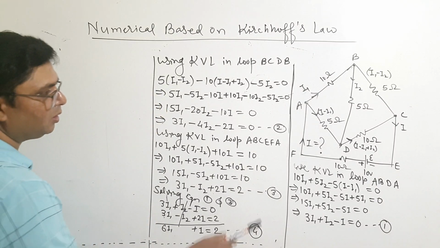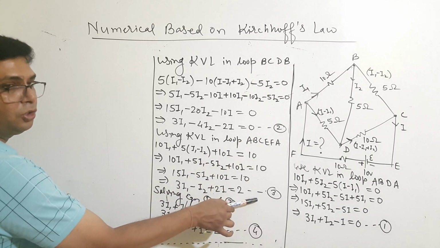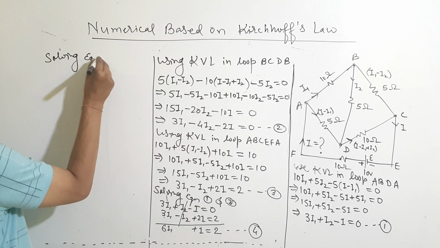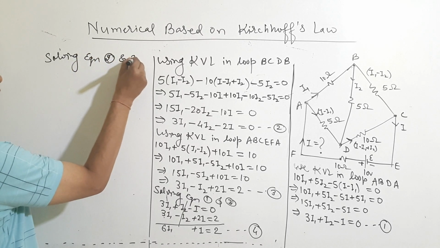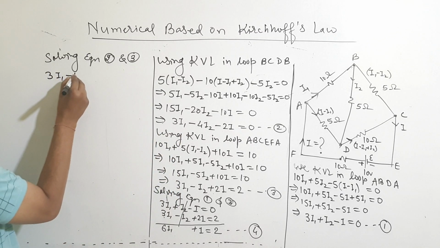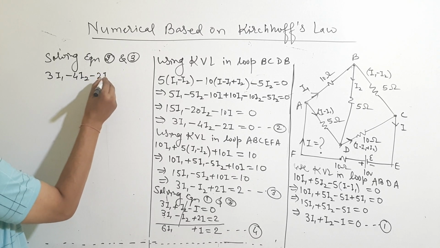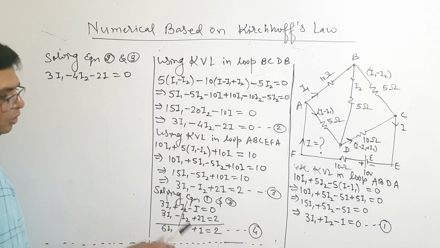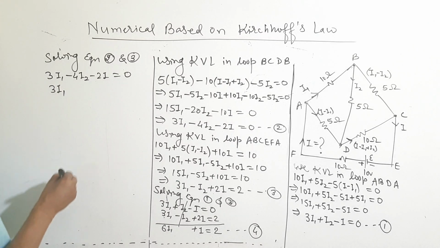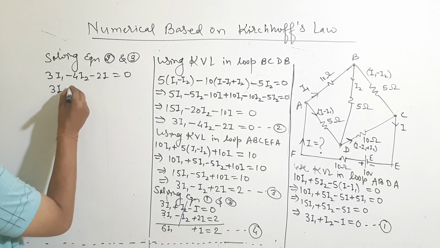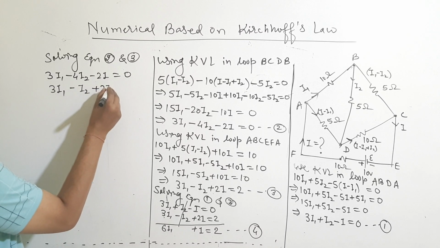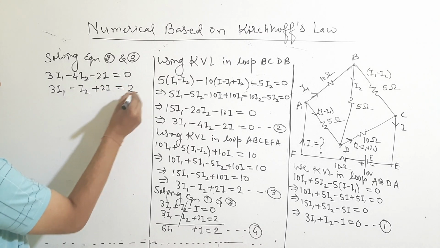Now solve equation number 2 along with equation number 3. Equation 2 is 3i1 minus 4i2 minus 2i equal to 0. Write equation number 3: 3i1, next is minus i2, next is plus 2i. It is equal to 2.